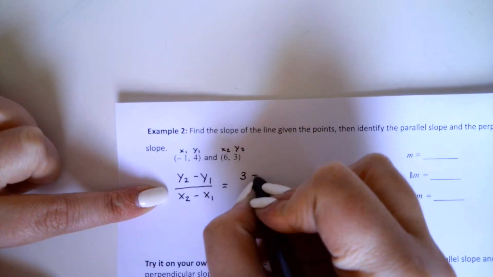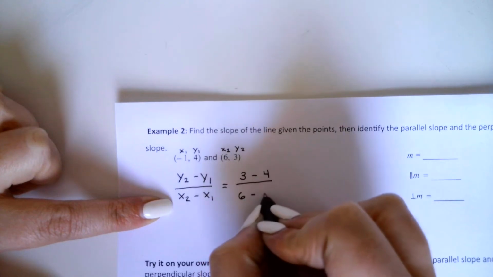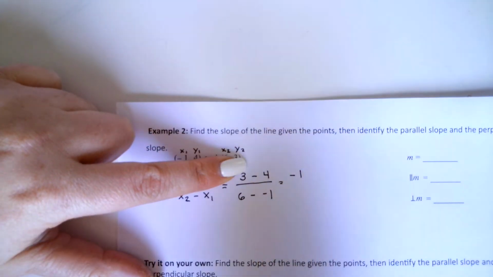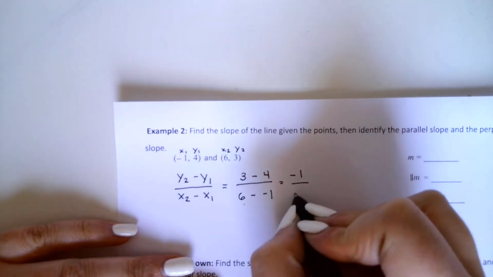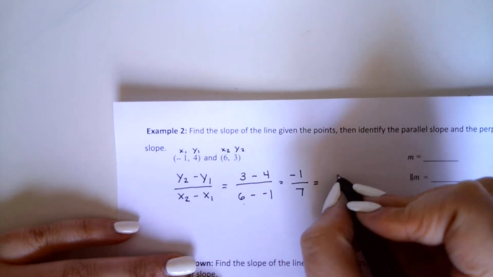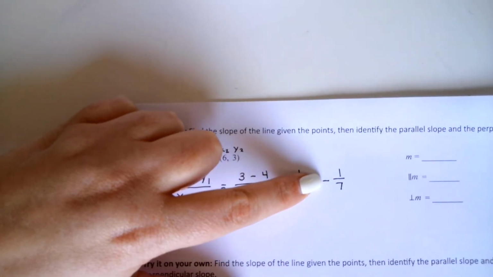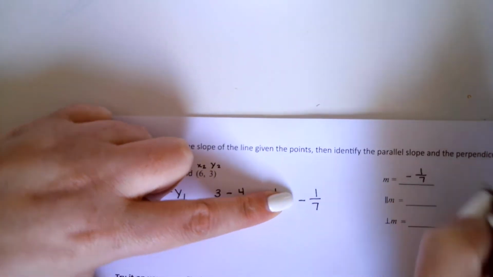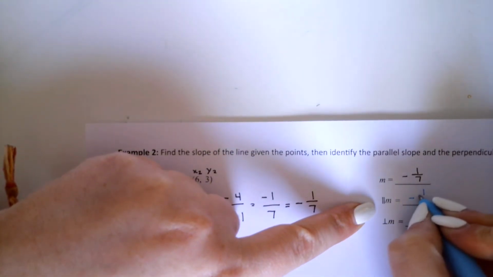So I've got 3 minus 4 over 6 minus -1. So I just go ahead and simplify. 3 minus 4 is -1, and 6 minus -1, because I have 2 negatives, means I'm adding, so that's 6 plus 1, gives me a +7. If I put that in the calculator to make sure it's simplified, it'll spit out -1/7, which is what I want. It just moved the negative sign to the front, which is helpful for the next part. So my slope is -1/7, which means my parallel slope is also -1/7.